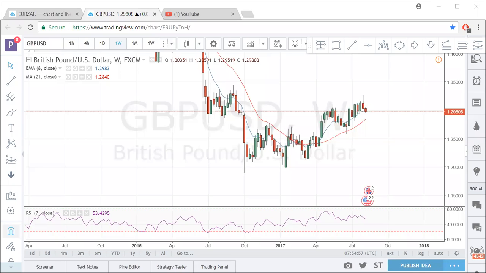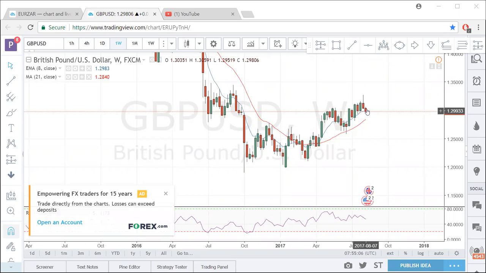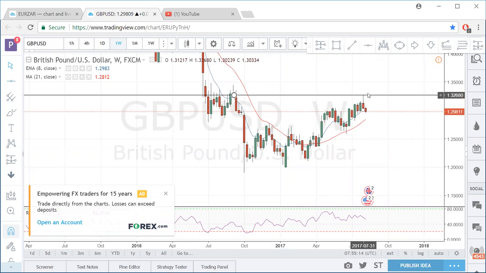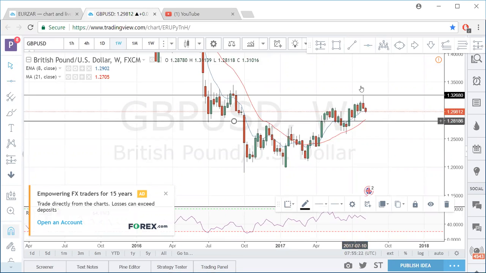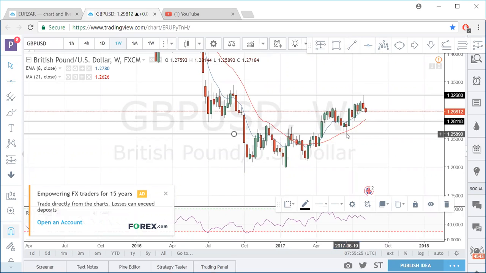Okay, so as I was explaining, this was a harami going short, and this was our confirmation, right? So what I do is I put a horizontal line on top here, and I put another one down here. I need to find my levels of support and resistance, right? Let me just bring another one here. Okay, so what I do is I go to a smaller time frame.